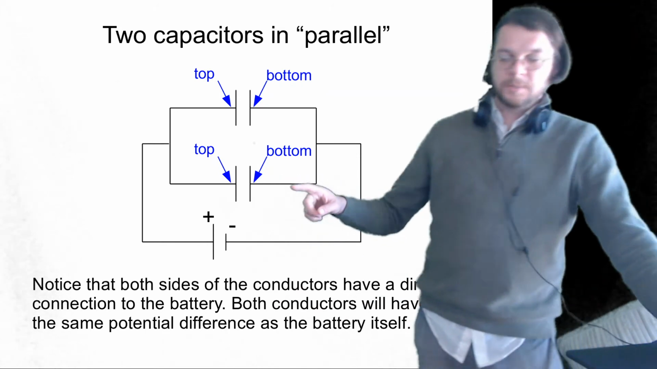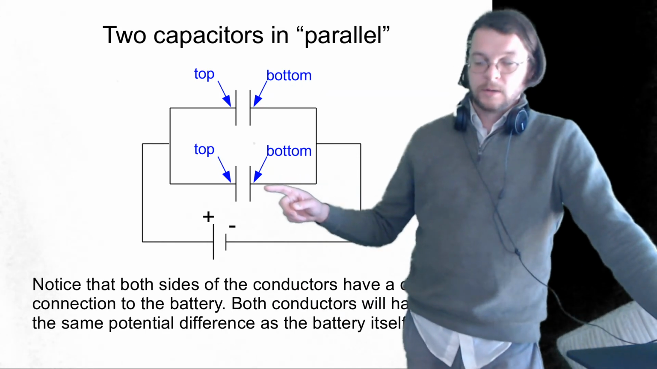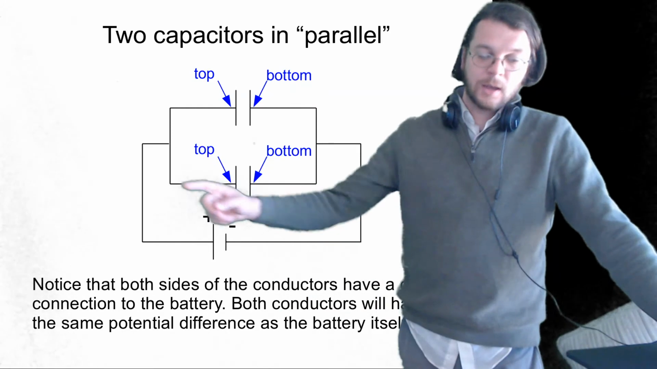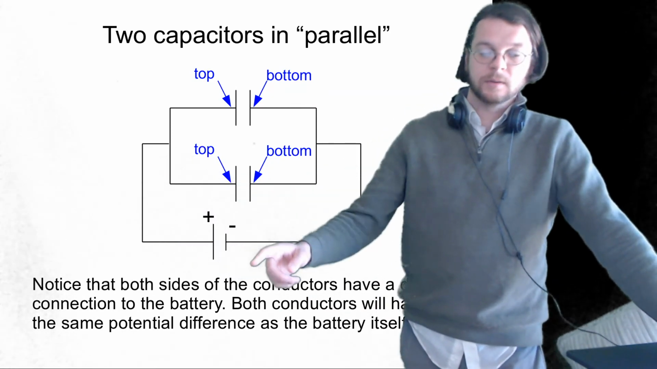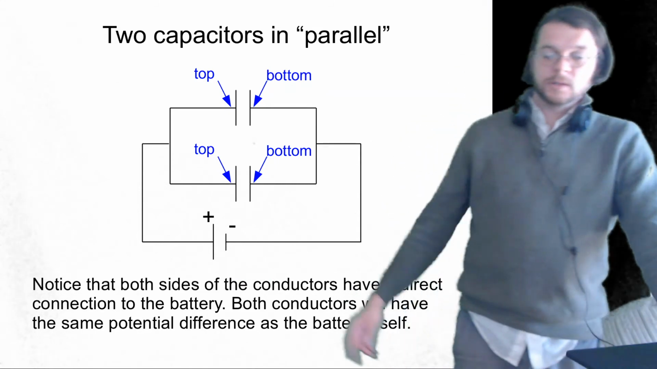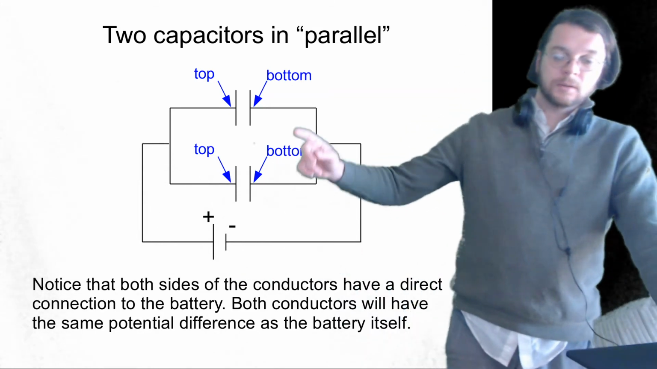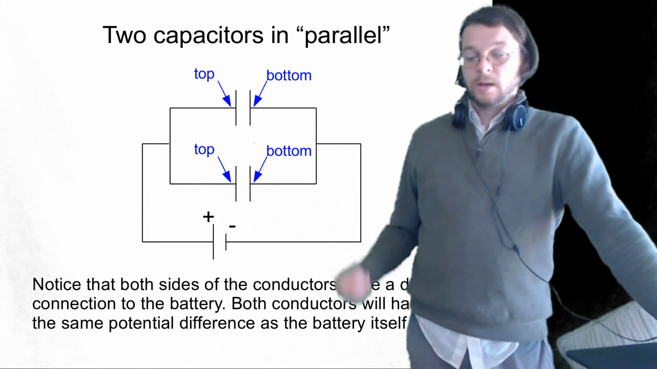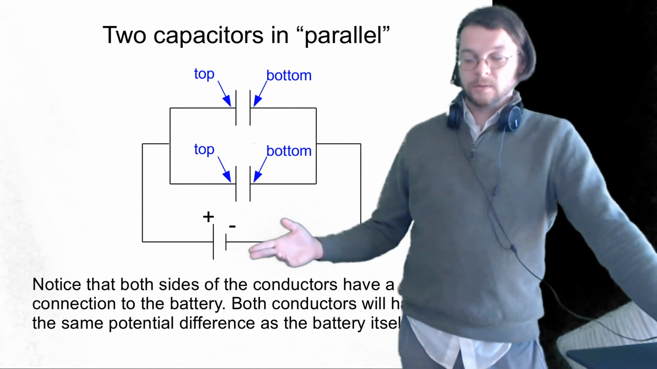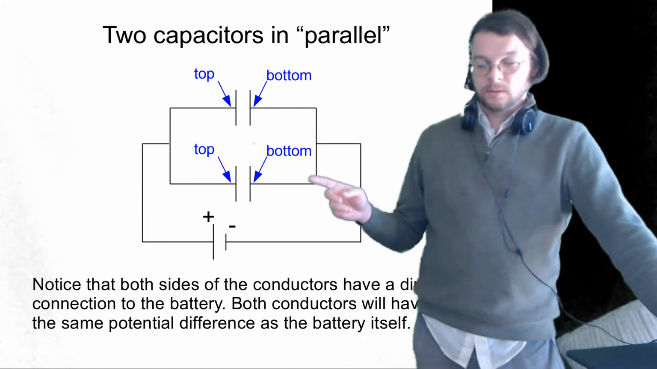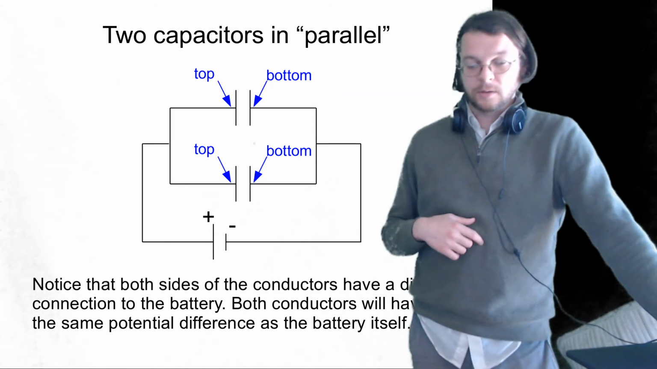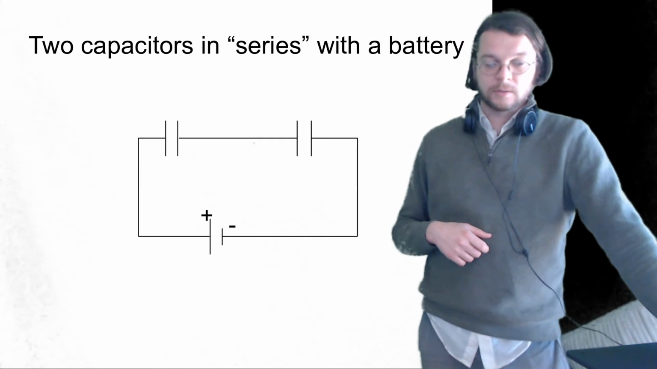Now, what's nice about this is that when you're connecting it like this, there's a direct connection between this top plate and the positive end of the battery, and the bottom plate to the negative end of the battery. So if I wanted to know what is the potential difference across this capacitor and what's the potential difference across this capacitor, the answer for both those questions would be whatever the potential difference across the battery is. So in some ways, this circuit is a little bit easier to understand than the series one, as we'll talk about in a second.